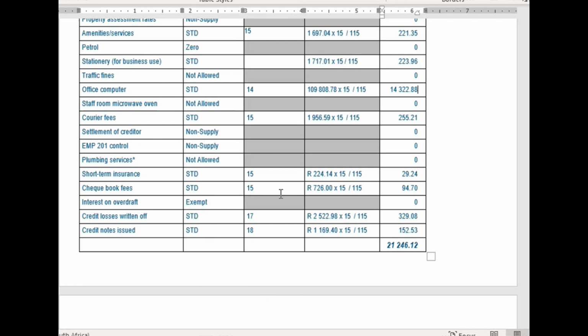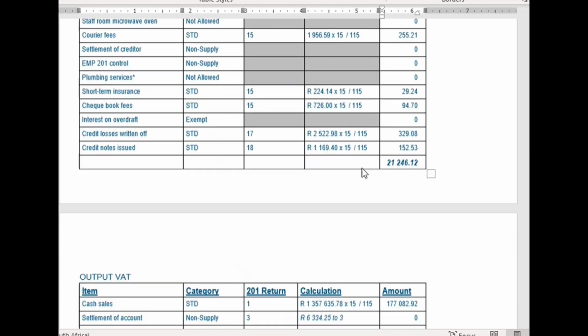Checkbook fees is bank fees, it is standard. Interest on the overdraft is exempt, so even though we paid it, we can't claim it. Credit losses written off, it's standard. And credit notes issued is standard, but there are separate categories for that on the form. And because there are separate categories, we are going to complete section 7 and section 18 on that. Okay, and then we have the total.